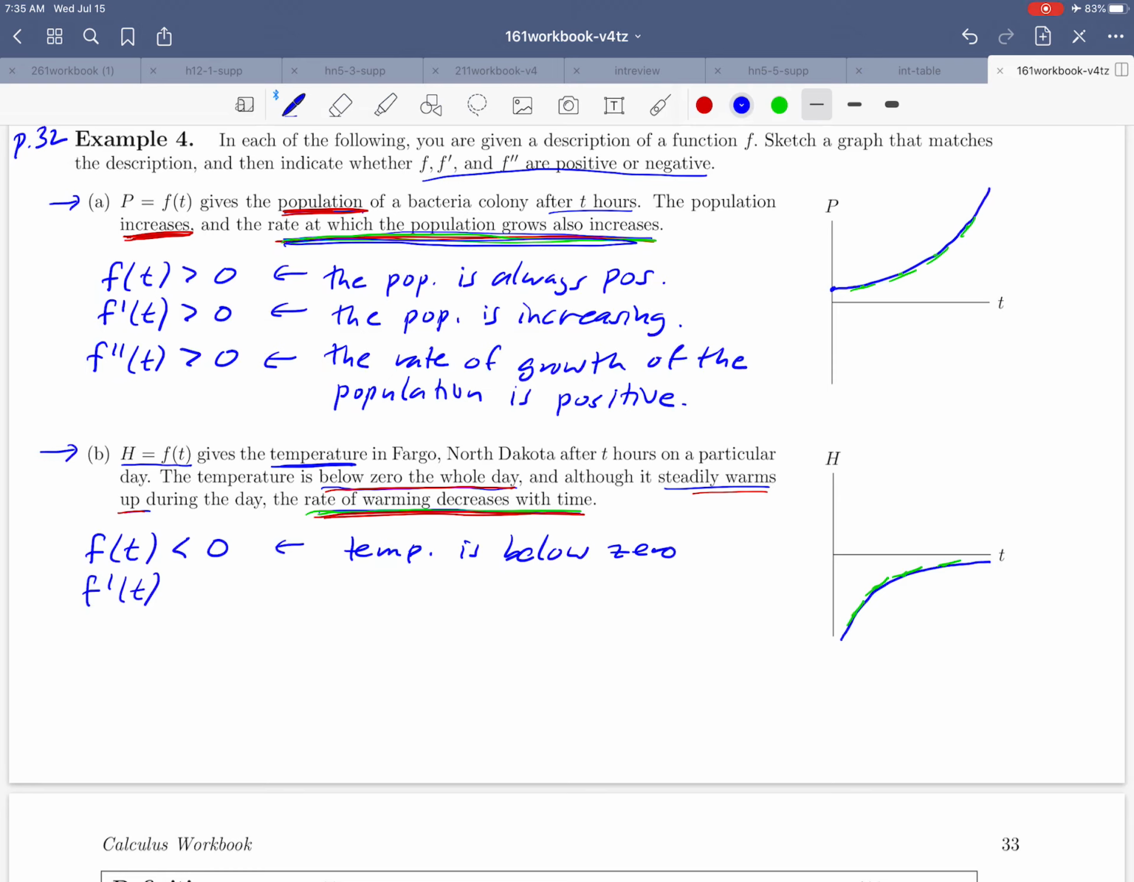Okay, what about the first derivative? Okay, well, that's representing the rate of change of temperature, so we have to ask, is the temperature getting bigger or smaller? Is it going up or down? Temperature is increasing. Okay, so the first derivative has to be positive.